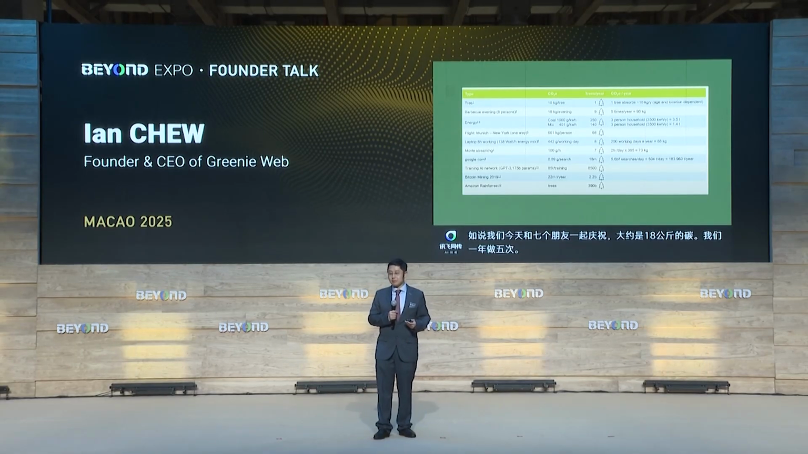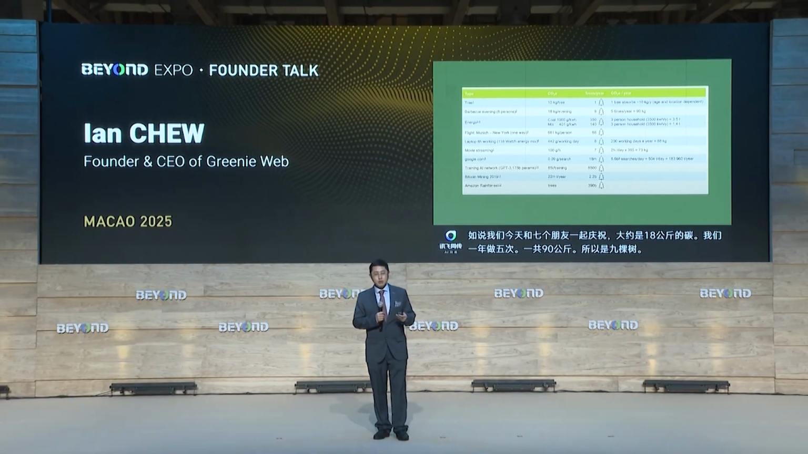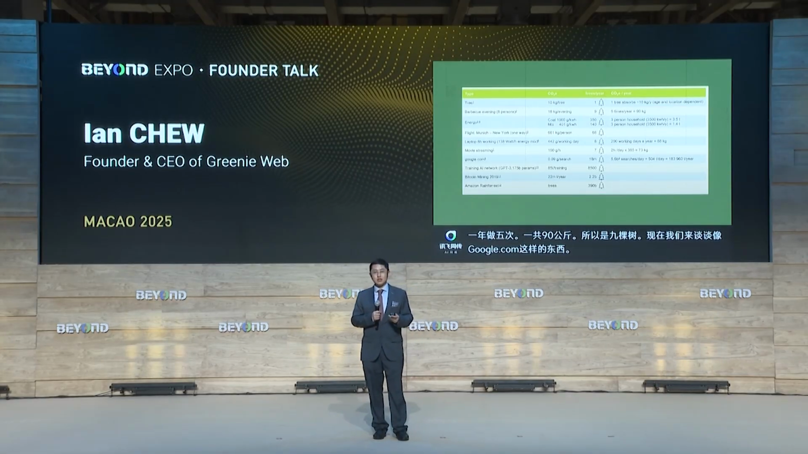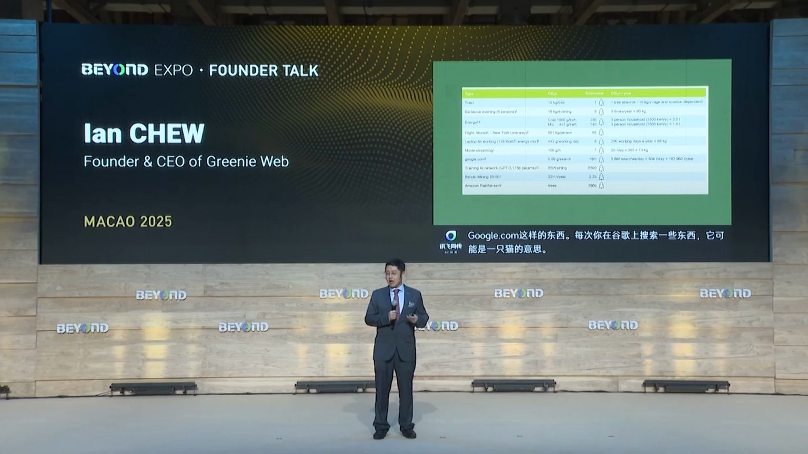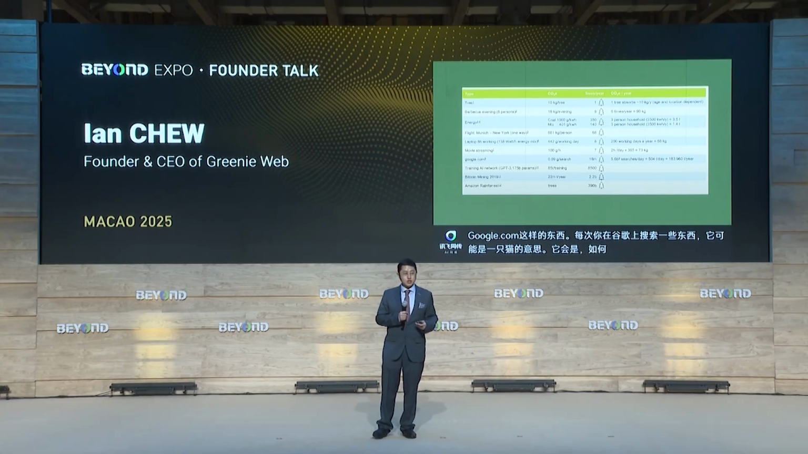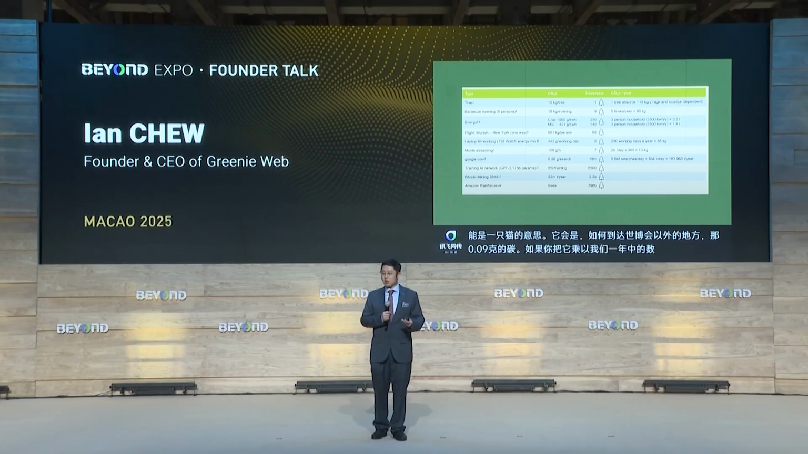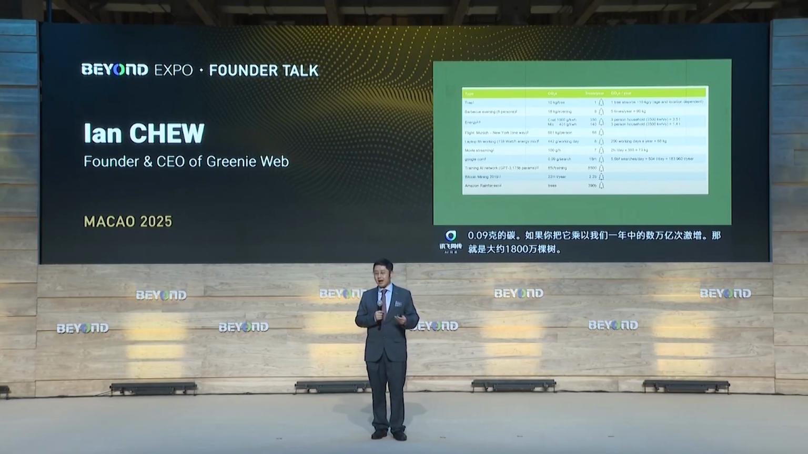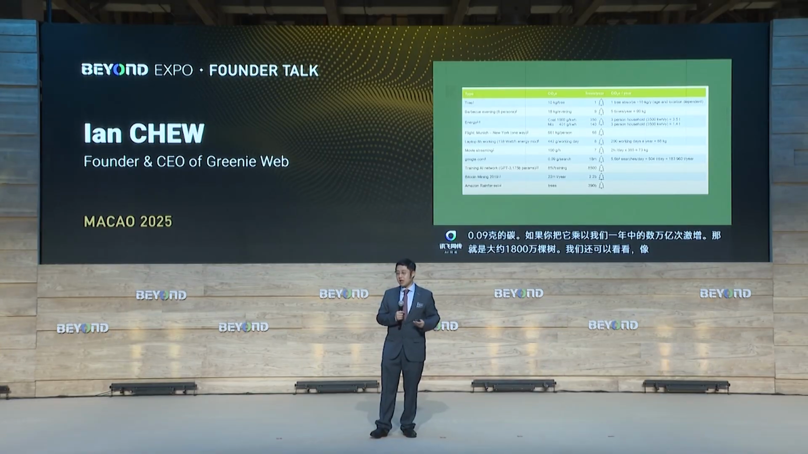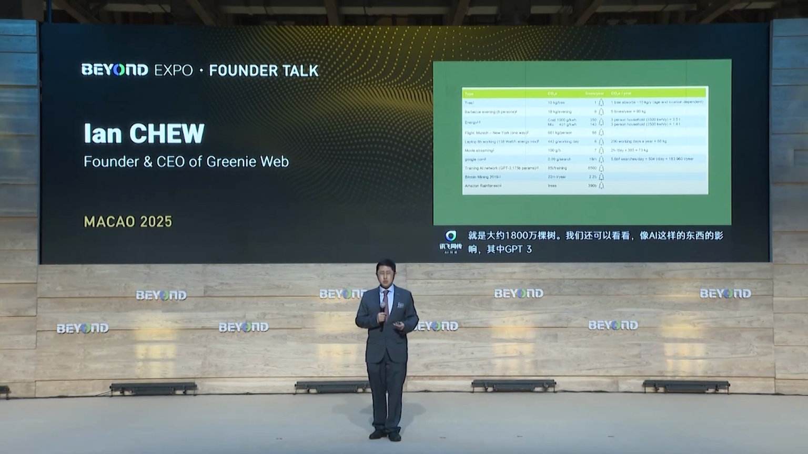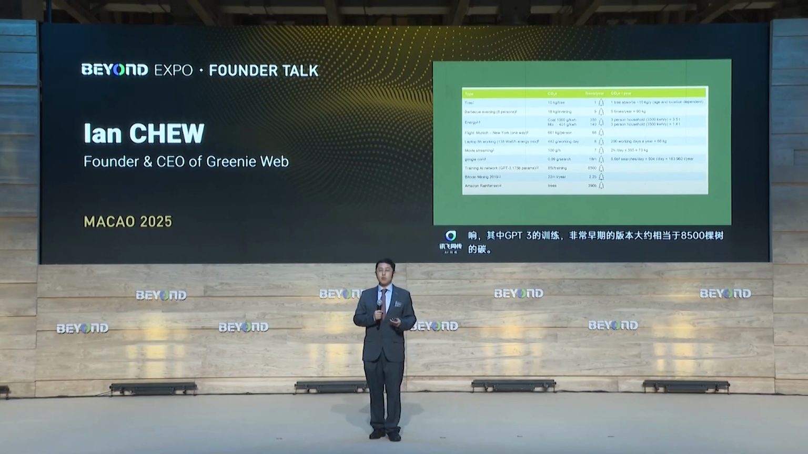But now let's talk about something like Google.com. Each time you Google something, it could be a cat meme, it could be how to get to Beyond Expo, that's 0.09 grams of carbon. If you multiply that by the trillions of searches we have in a year, that's about 18 million trees. And we can also look at the impact of things like AI, whereby the training of GPT-3, very early version, was about 8,500 trees worth of carbon. And then Bitcoin mining, 2.2 billion trees worth of carbon.